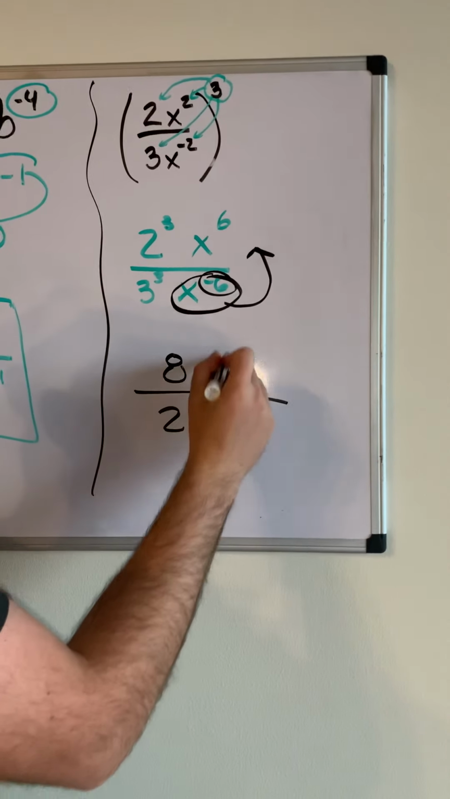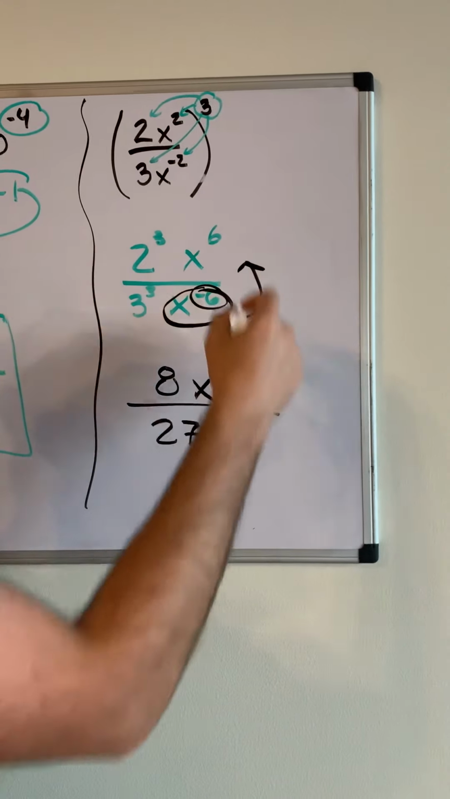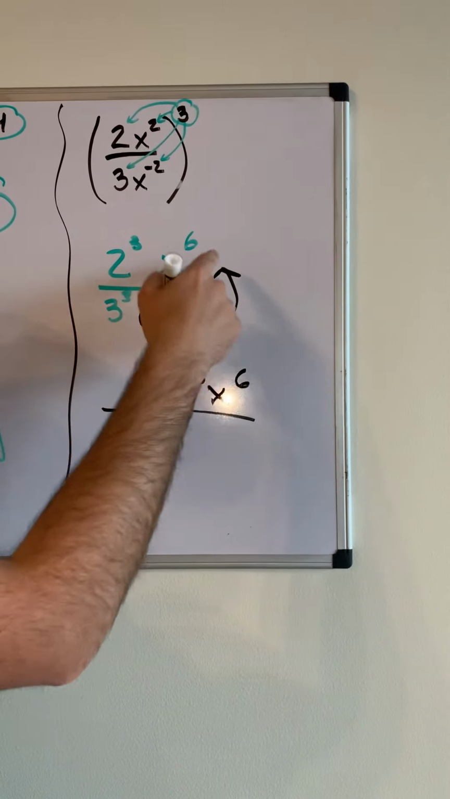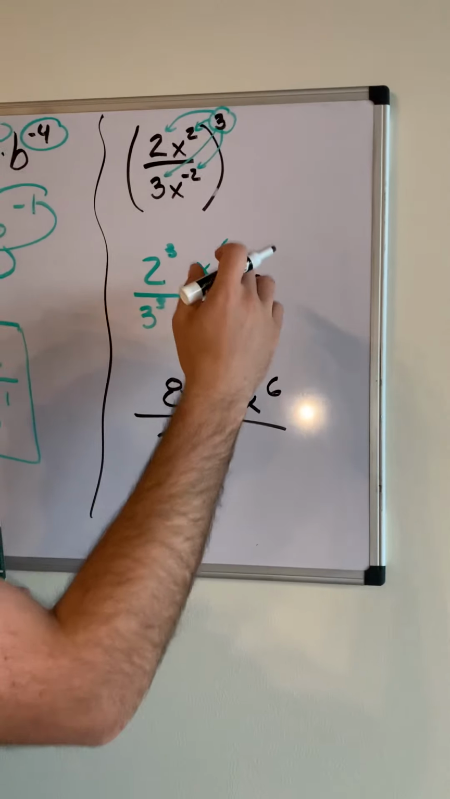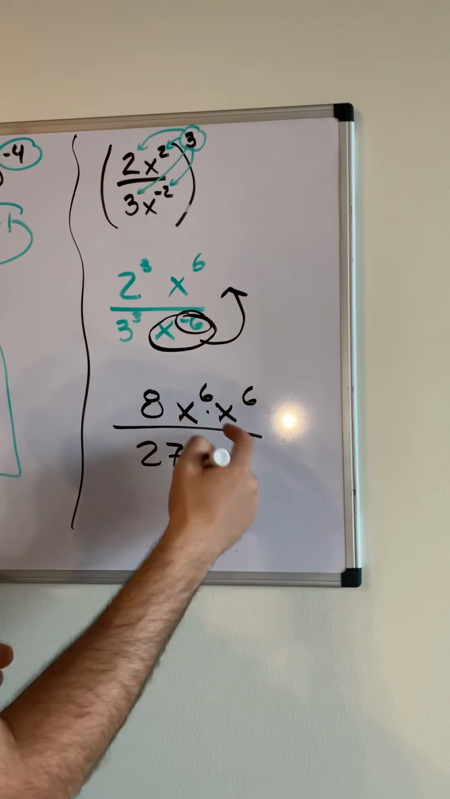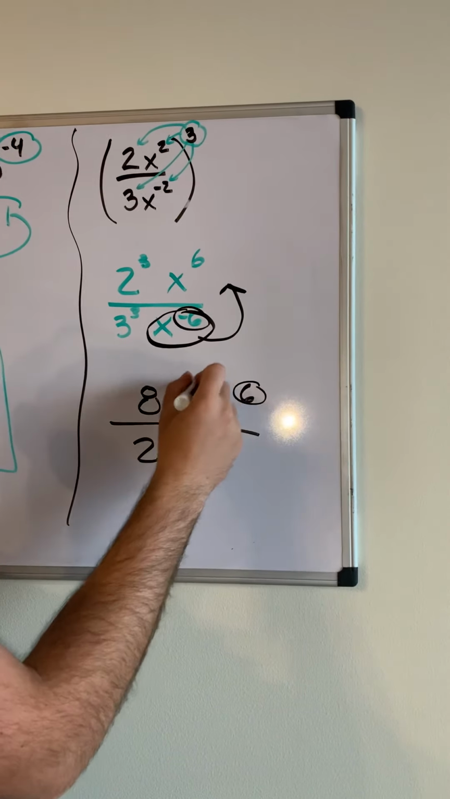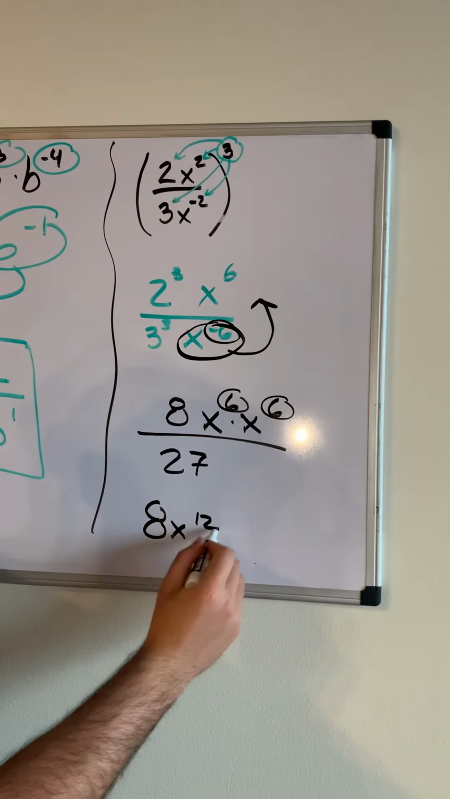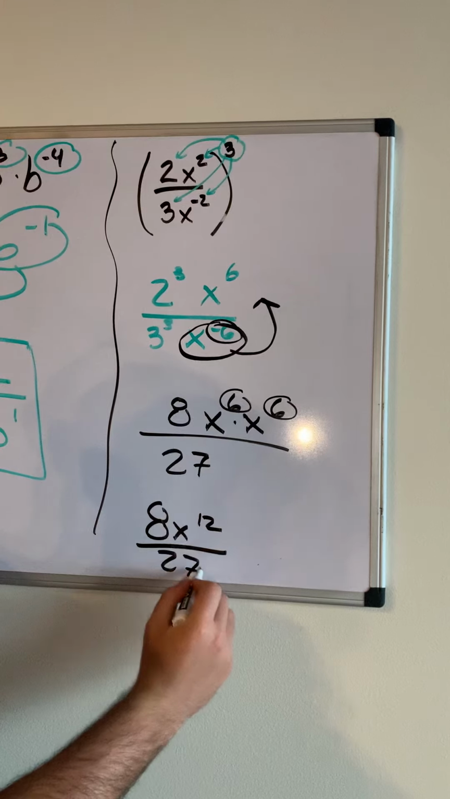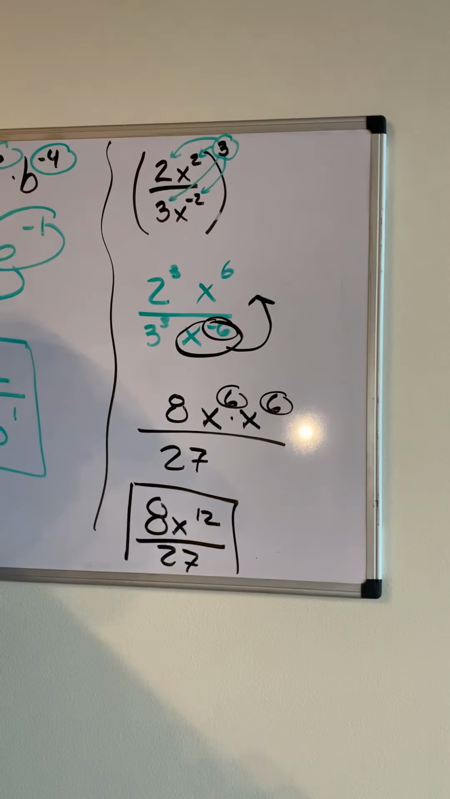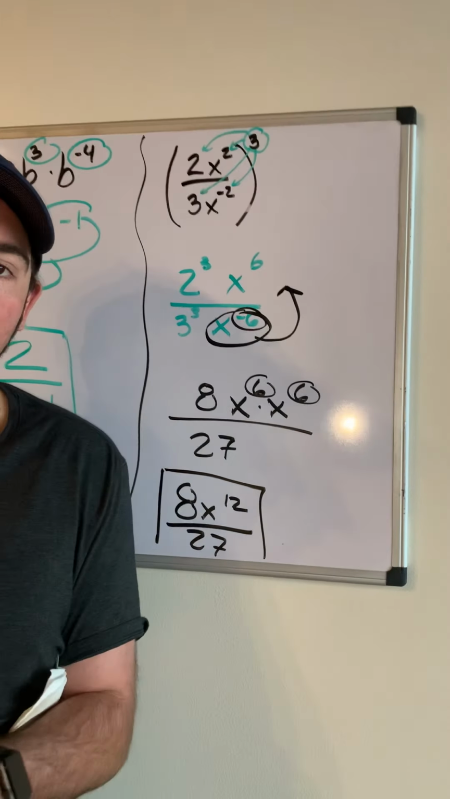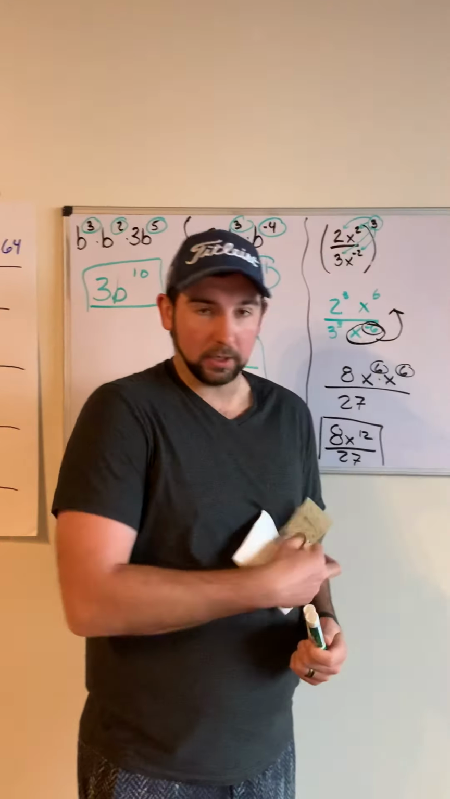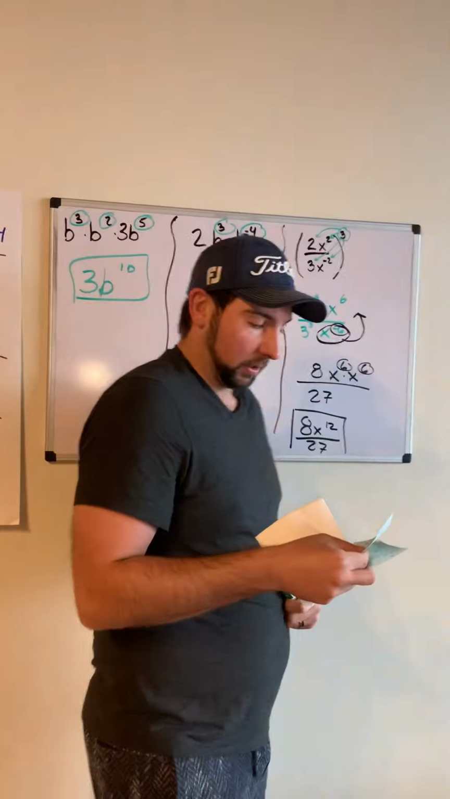So now I have x to the 6th. This x came up, and that became a positive x to the 6th, because when you go from bottom to top, it becomes negative to positive. And now I'm multiplying those, so I add these together. Final answer, 8x to the 12th, all over 27. There's a little refresher on using exponent rules, okay? You will be asked to do that in the first part of your homework.